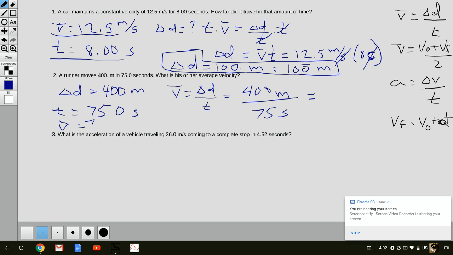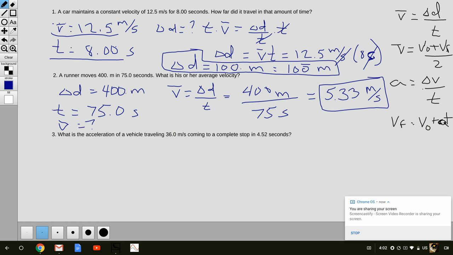400 divided by 75. We get 5.3 repeating, 3 forever. However, we can't have that many sig figs, so we have to round to 3 sig figs. So I'm just going to round it to 5.33. Make sure we slap some units on there and circle the answer you want me to grade.